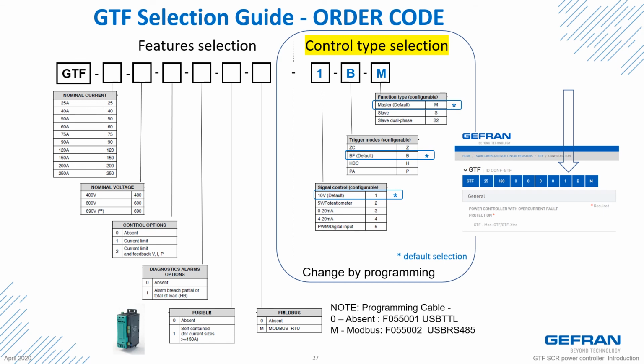The last three characters in the order code indicate the control signal input, the trigger mode, and the function for single-phase or three-phase applications. This can be ordered directly at the beginning and also can be changed to meet the application requirements using Gefran's programming utility, GF Express. The factory default is 1BM, indicating 0 to 10 volts DC input, burst firing, and a master functionality.